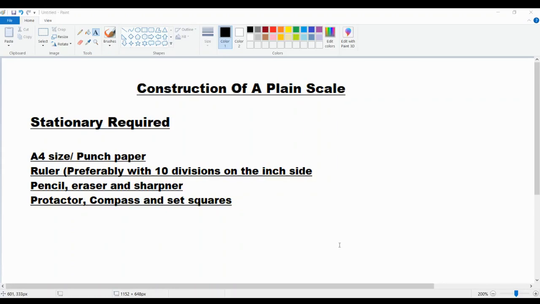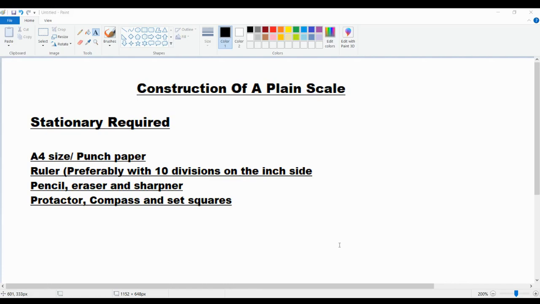Hello students. Today we'll be learning about the construction of a plane scale. In the previous class we had studied about scales, what are scales, and the different types of scales. We also studied about how scales are represented on maps. You will remember that on any map you're going to find three ways in which a scale is represented. One is RF, the second is the verbal or the statement scale, and the third one is the graphic scale.